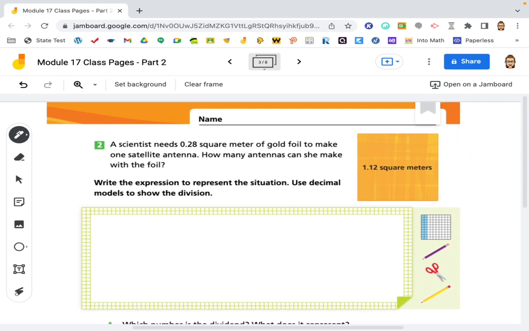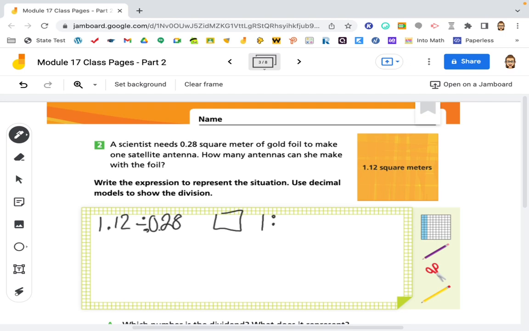A scientist needs 2,800ths square meter of gold foil to make 1 satellite antenna. How many antennas can she make with the foil? Well, we have 1 and 1/12 divided by 2,800ths. So I'm going to show, we're going to start with the 1 and 1/12.